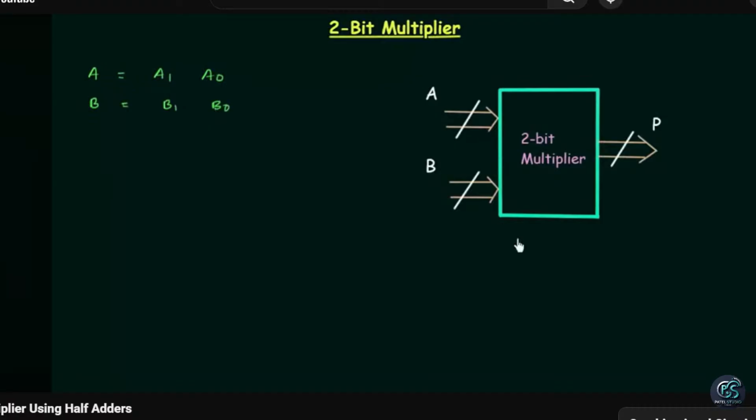This box here represents the 2-bit multiplier circuit. A and B are the two inputs. Both A and B are represented by this thick arrow because they are multi-bit numbers. A is a 2-bit number and B is also a 2-bit number.